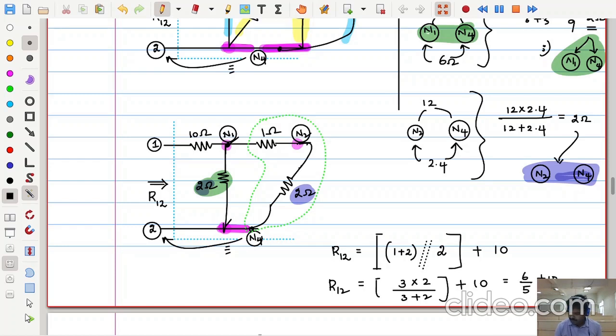Okay, so finally tell me the answer. So we will wind up. This is 56 by 5 ohms.